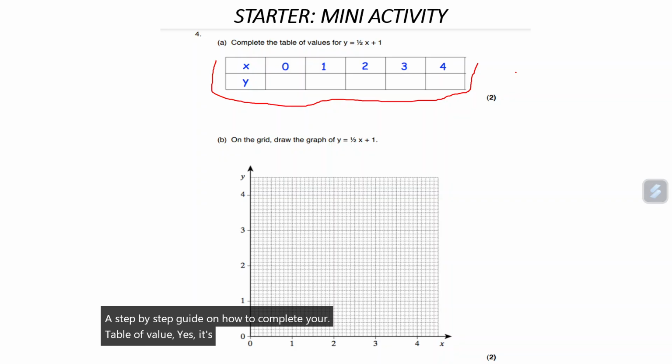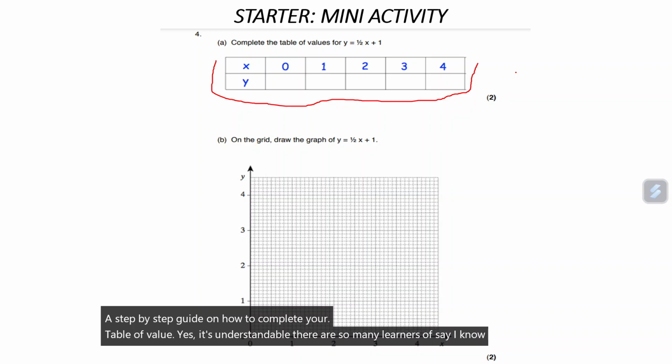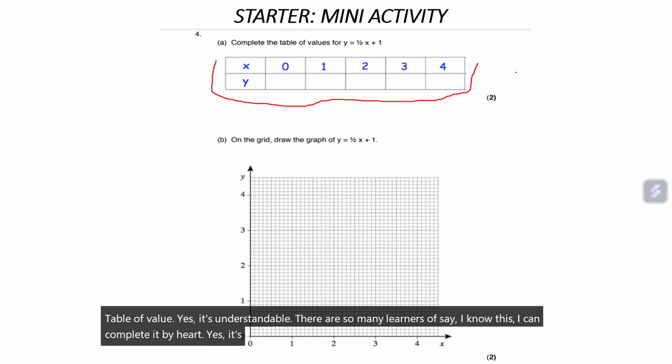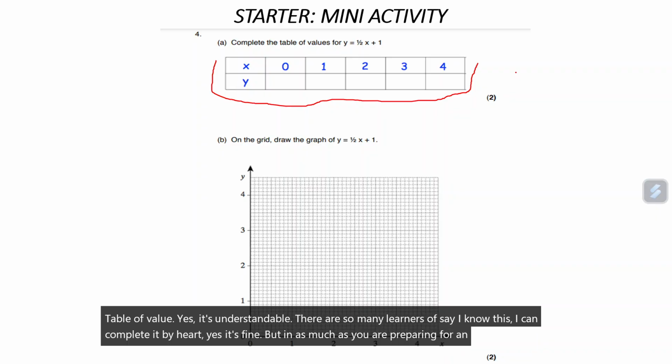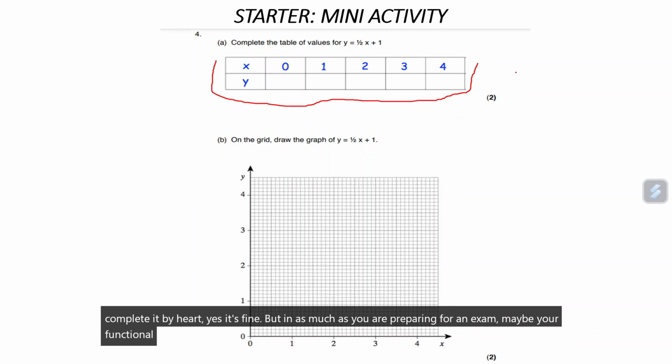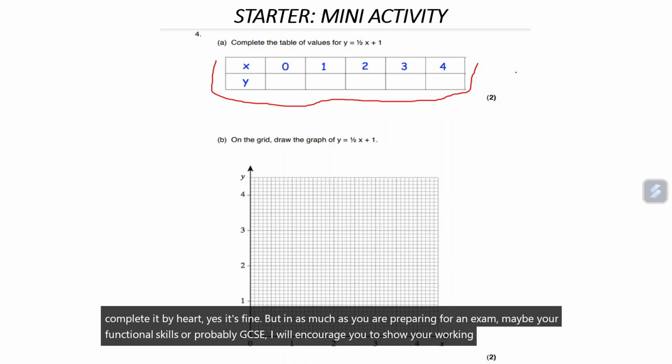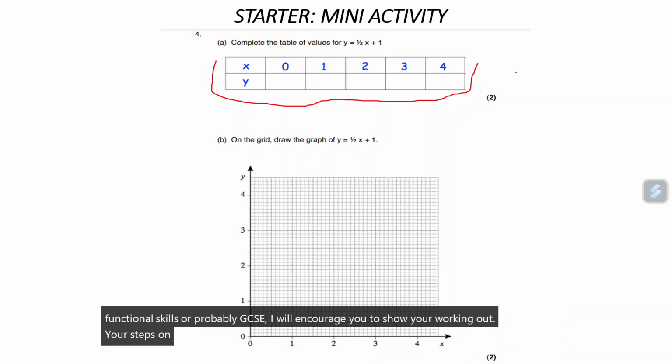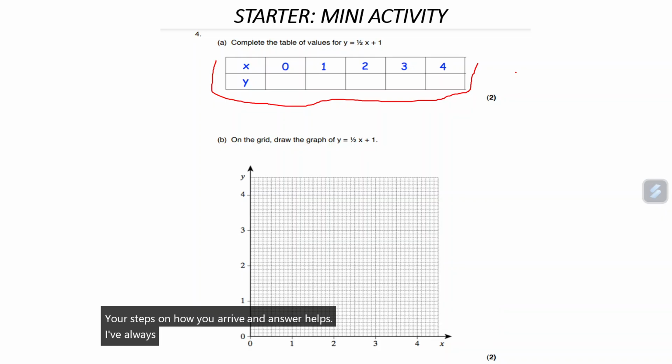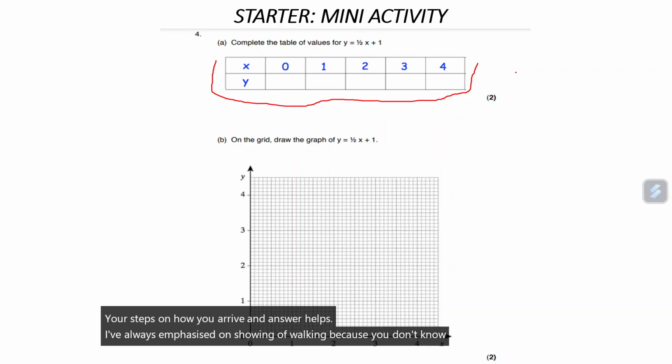Yes, it's understandable. There are so many learners that will say, "Oh, I know this. I can complete it by heart." Yes, it's fine. But in as much as you are preparing for an exam, maybe your functional skills or probably GCSE, I will encourage you to show your working out. Your steps on how you arrive at an answer help. I've always emphasized showing of working because you don't know where your saving grace can come from.